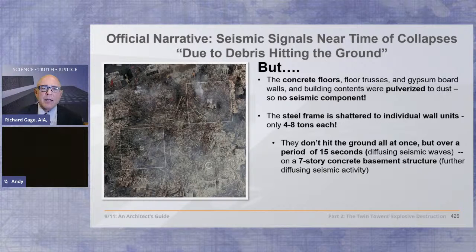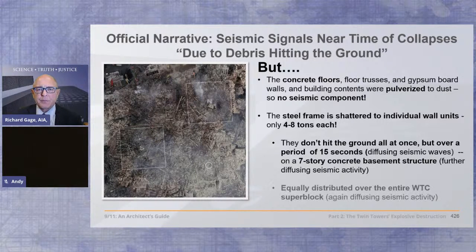They're hitting a 7-story tall concrete basement structure, which is further attenuating those seismic signals that are never going to reach Palisades, New York, 20 miles north. And they're equally distributed over the entire World Trade Center block. It doesn't come down in place, as we talked about. It's a 1,400-foot diameter.